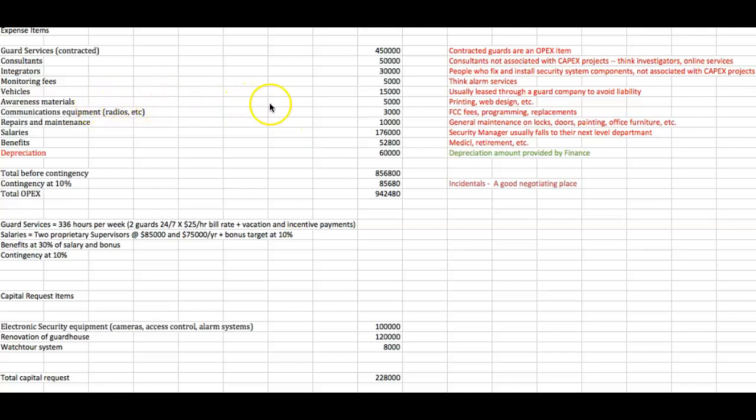Awareness materials, things that you might have for vehicles. Let's go to vehicles. So that's the guard company's going to drive them around, right? I'm leasing these through my guard company because I want to avoid some liability, and they charge me $15,000 a year for that one vehicle to lease. That sounds very high, since if you think about it, $15,000 would be a car payment of about $1,200, a little more than $1,200 per month.